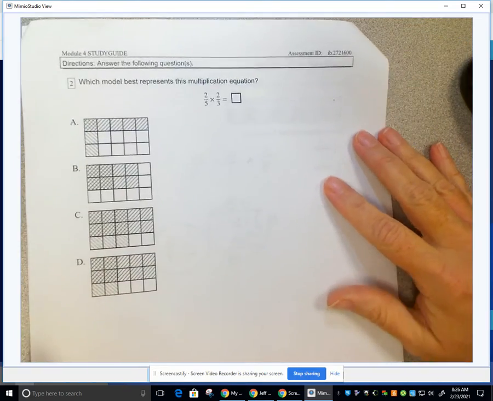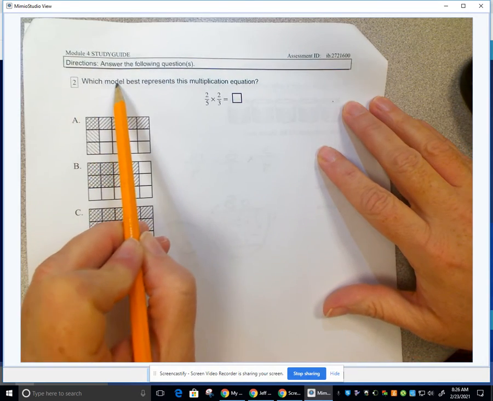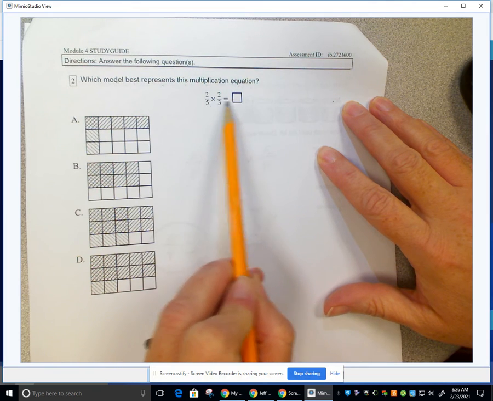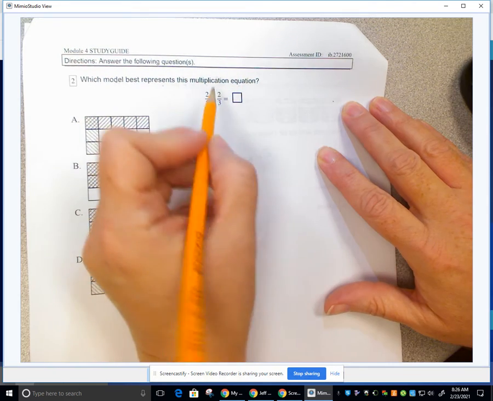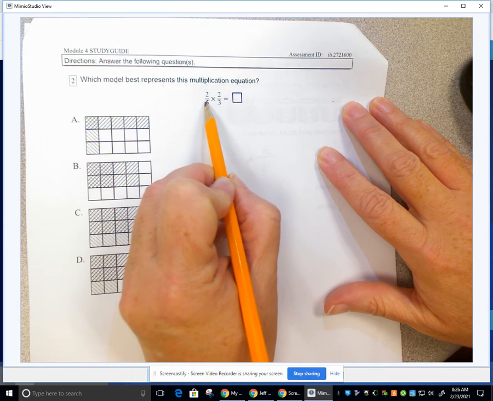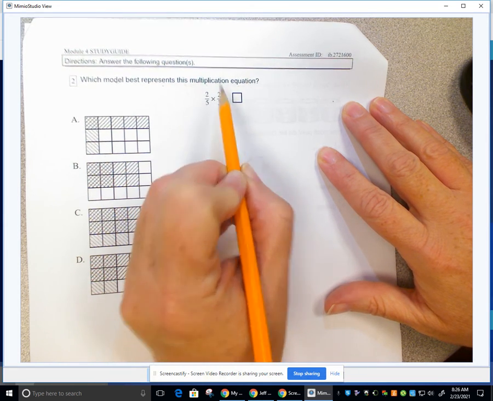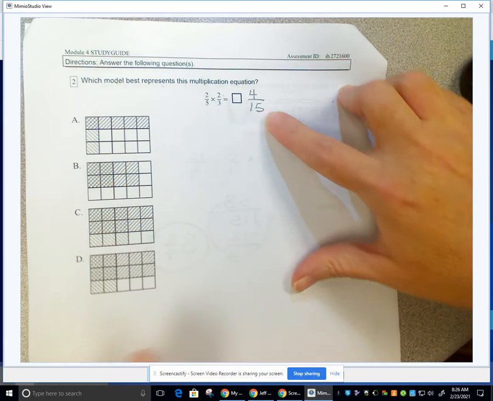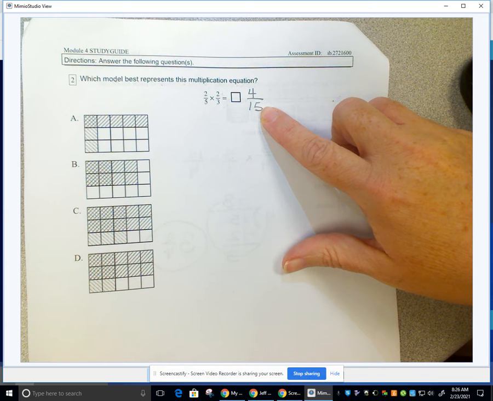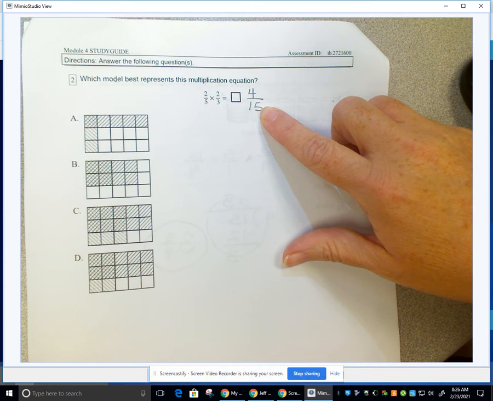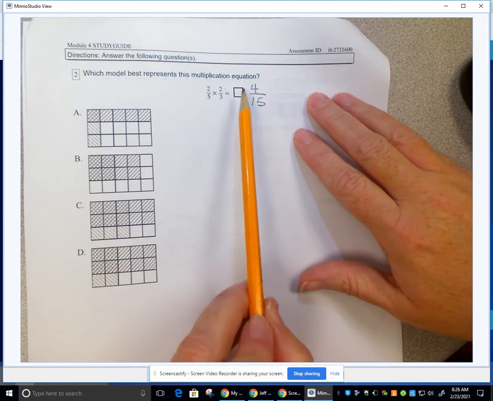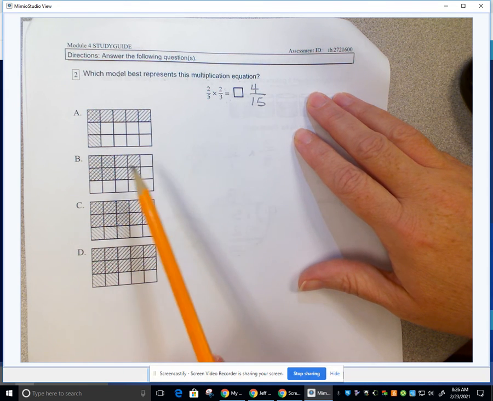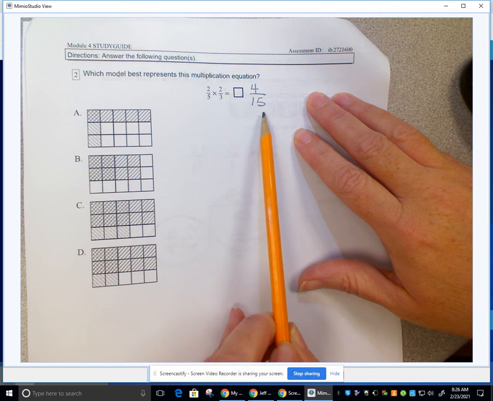All right, number 2 says, which model best represents this multiplication equation? They've got it set up here for us, and we're just going to do top times top, bottom times bottom. 2 times 2 is 4. 5 times 3 is 15. Normally, I would check to see if this was in simplest form. I can tell you it is, but since they're wanting me to compare this to a model, I don't usually have to check for simplest form in this case. You take the very first answer you get.